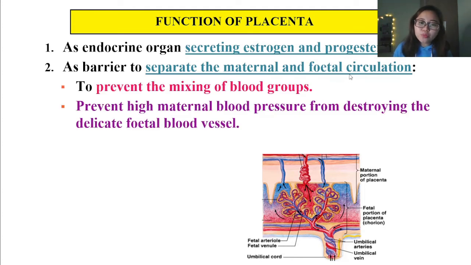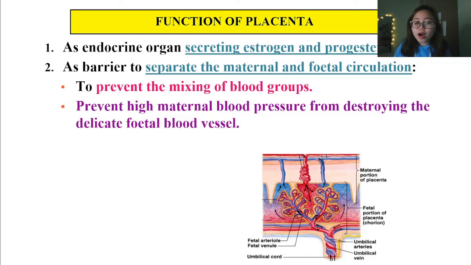We need this barrier to prevent the mixing of blood groups, number one. So you can think of yourself. What happens if you have a mother with blood type A and a child with blood type B? If there is no mixing of blood groups, what happens? If there is accidental mixing of blood group between the mother and the child, what happens to both of them? So that is the first reason why placenta is there to separate maternal and fetal circulation.